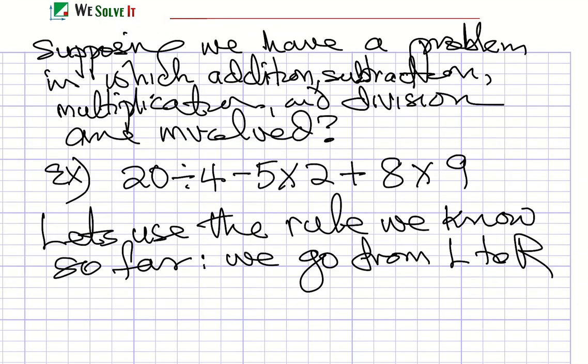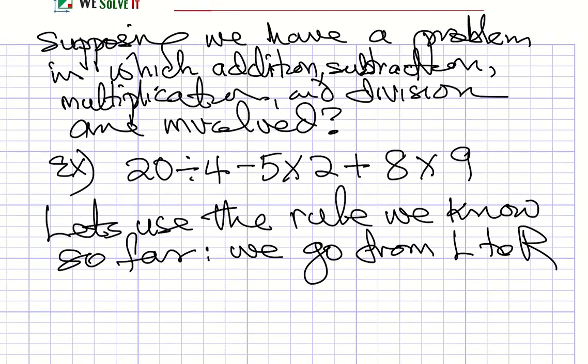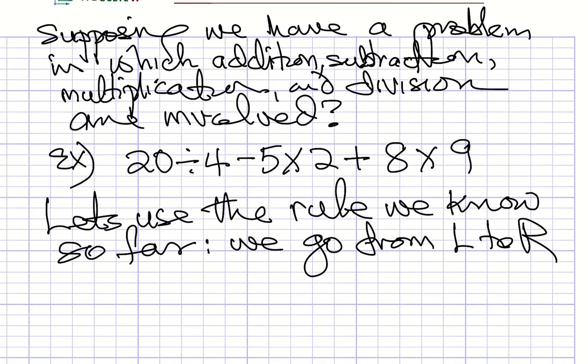Now, supposing you're given this problem, in which addition, subtraction, multiplication, and division are involved, right? You have this problem here. 20 divided by 4 minus 5 times 2 plus 8 times 9. Now, we can use rule number 1. Rule number 1 says when you do multiplication and division, you go from left to right. When you do addition and subtraction, you go from left to right. So let's see if that rule will work with this problem.